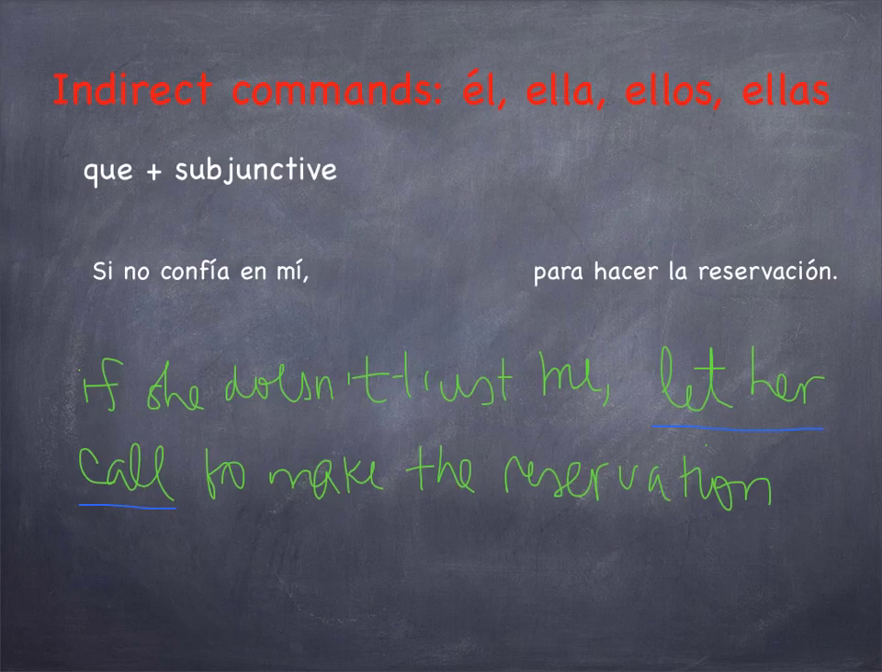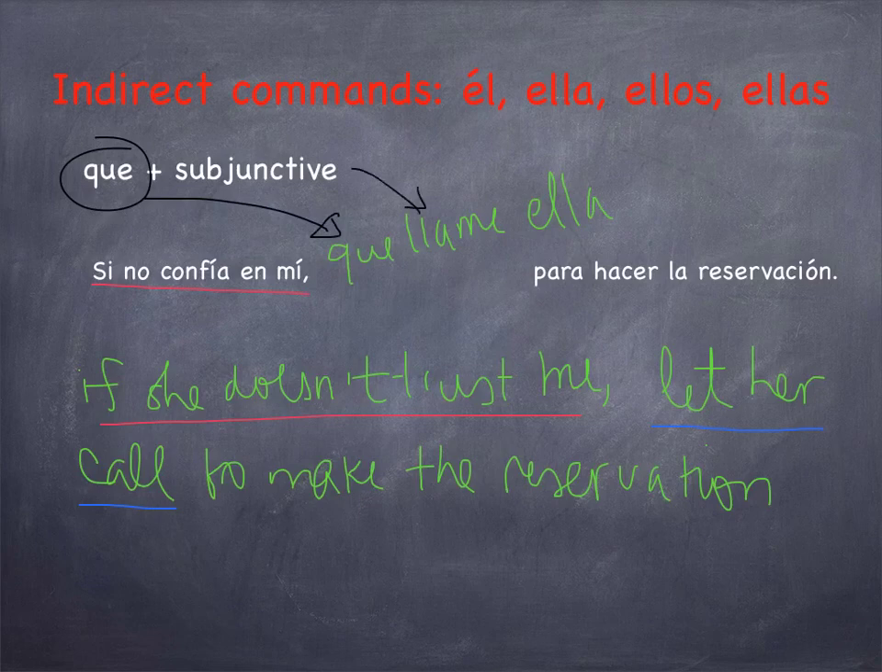So the first part of the sentence, right? If she doesn't trust me, si no confía en mí, then let her call would be que llame ella. So again, we have que, the subjunctive llame, plus the pronoun ella, and then the rest of the sentence, para hacer la reservación.